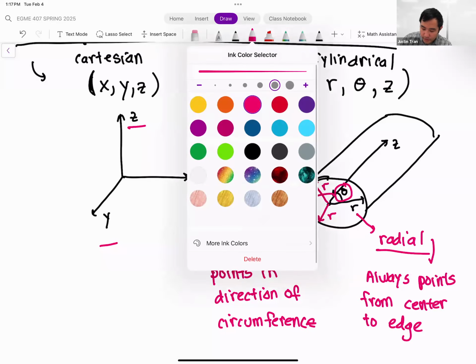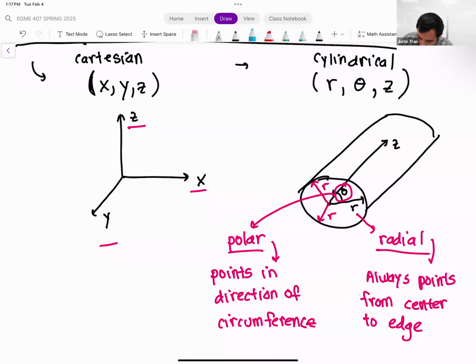Let me use a different color here just to make it a little bit distinct. Okay. So that means relative to the radial coordinate, that is a polar direction. As long as it's always pointing parallel to, you can think of it as being tangent to the outside of the circle itself, that is the polar or the theta direction.